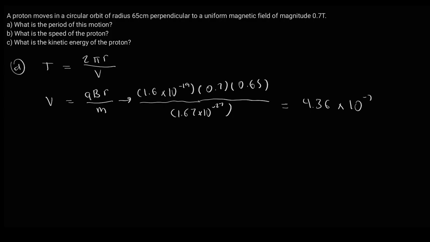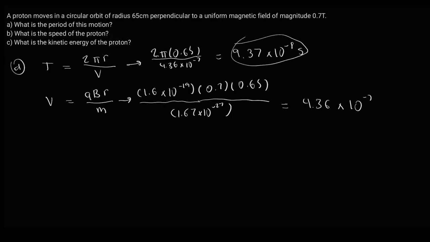as our speed. So now we can plug that into this formula right here. So 2 pi times 0.65 is our radius, and our speed that we just found was 4.36 times 10 to the negative 7. So we get in total 9.37 times 10 to the negative 8 seconds as our period.